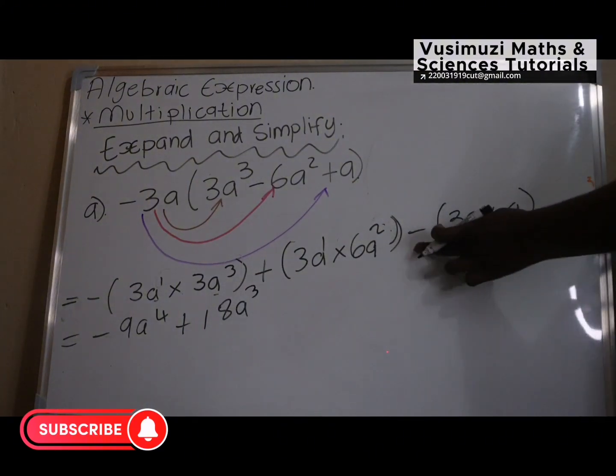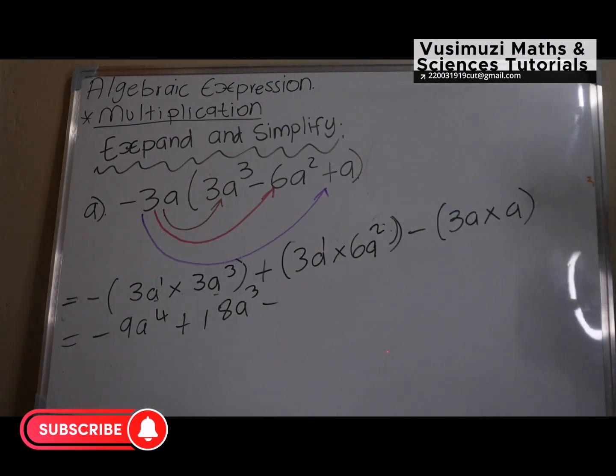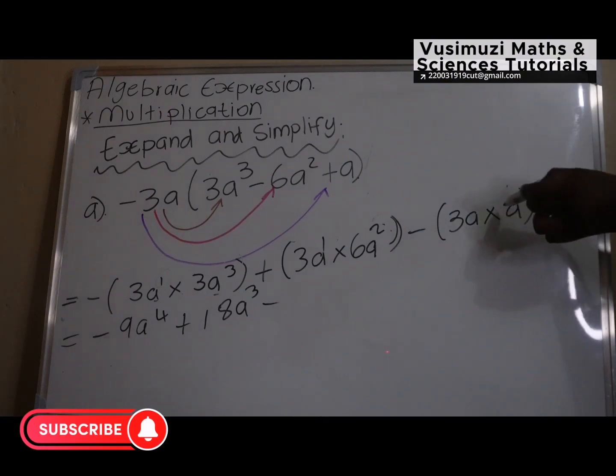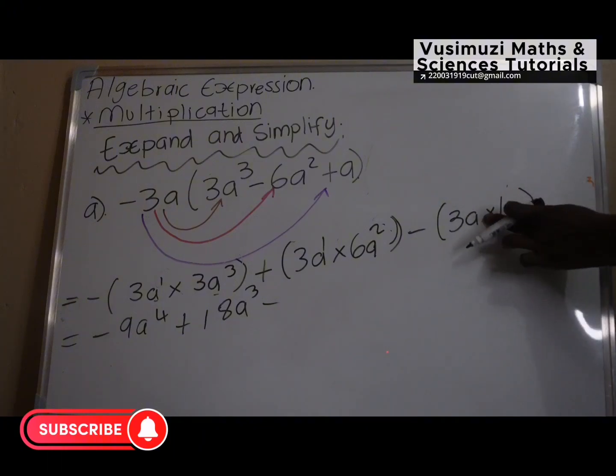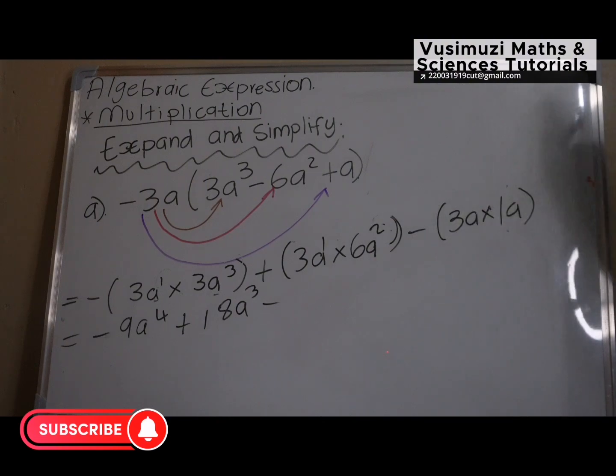Simple. You come to the last bracket, minus. You multiply out the numbers first. If there's nothing here, you have a positive 1 invisible. Next to A, you've got positive 1 here. Why, guys? Simple. Therefore, 3 times 1 is 3.